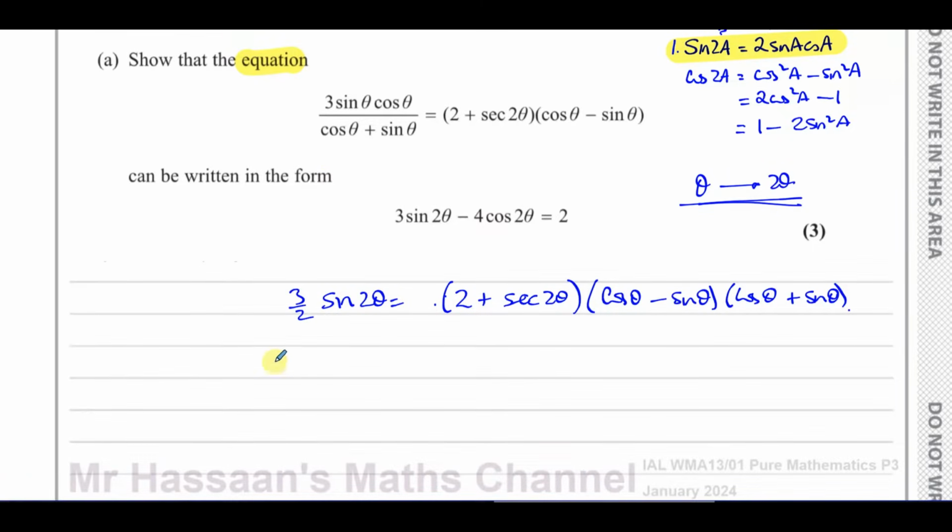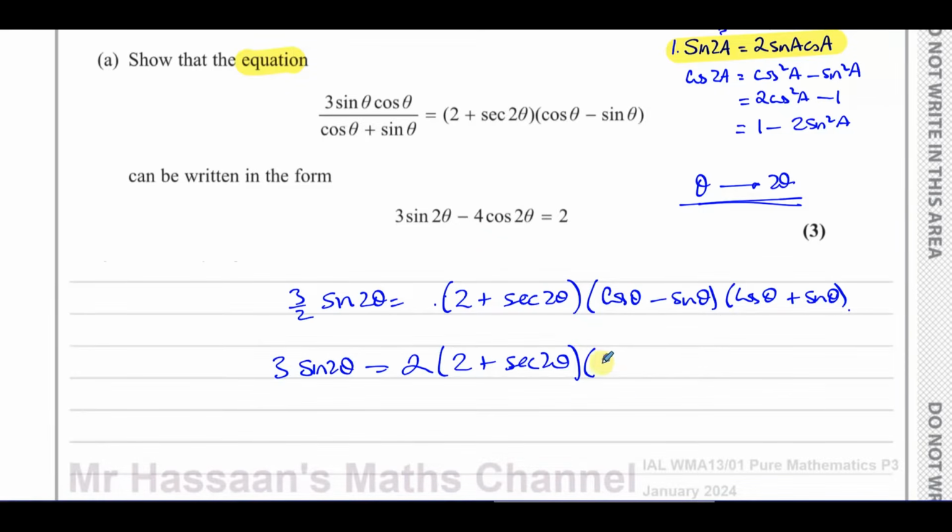Okay, so now I'm going to multiply by the 2, so I have 3 times sine of 2 theta equals 2 times 2 plus secant 2 theta. And these two brackets, I will actually expand them because I can see it's going to give me something that will help me. Cosine, this is a difference of squares.